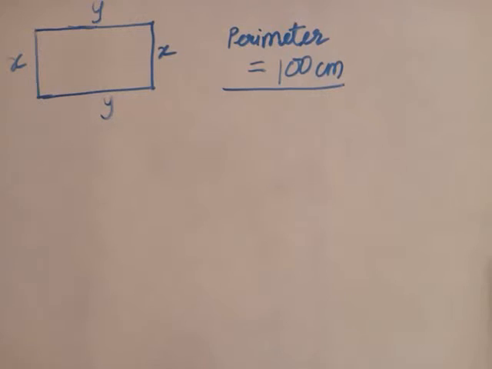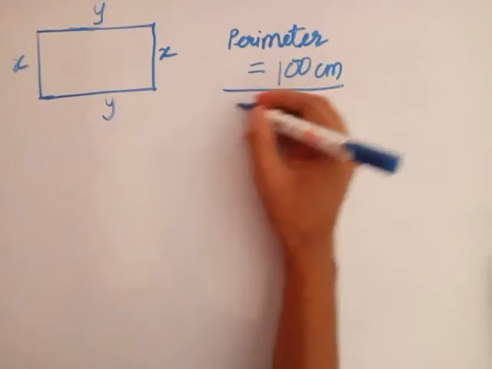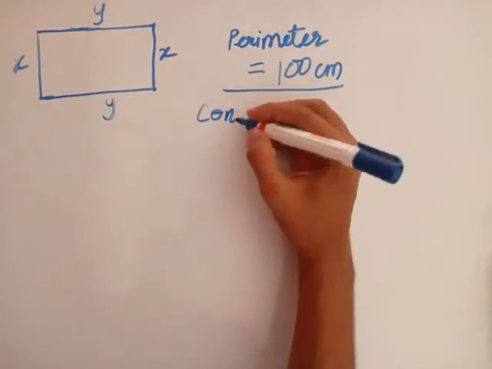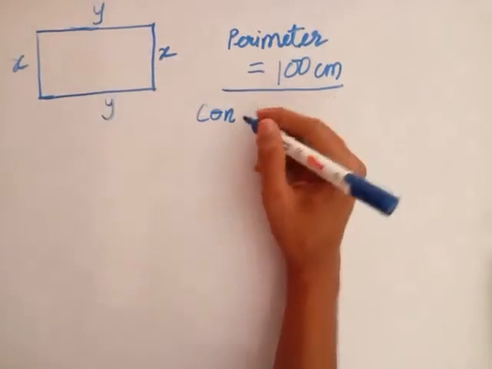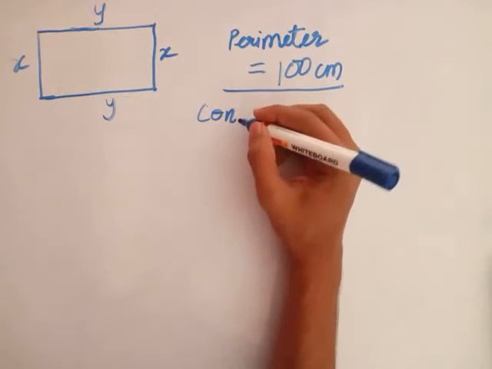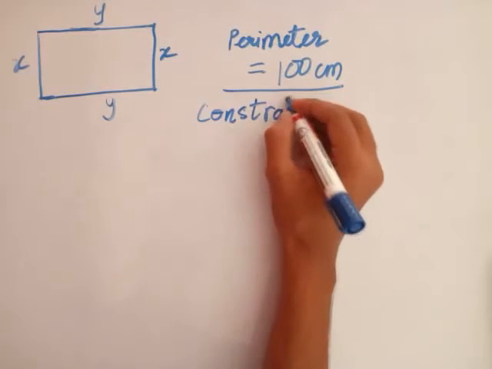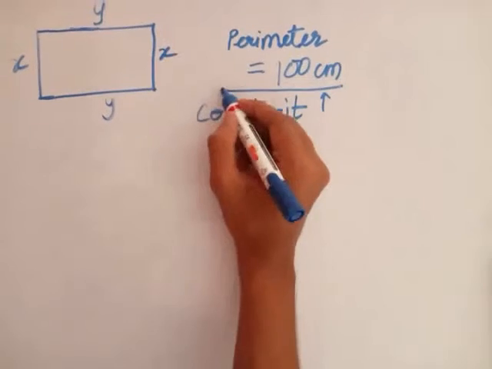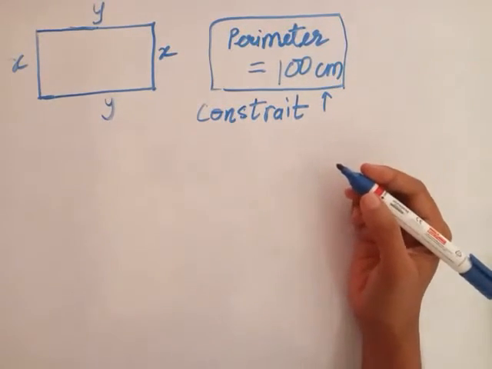So let's try to solve this problem. Importantly, this is always called the constraint, and such problems are called optimization problems. Here you can see we want to optimize the amount of area we are getting out of this cardboard. So this is the constraint, and this is important. You need a constraint in such optimization problems.